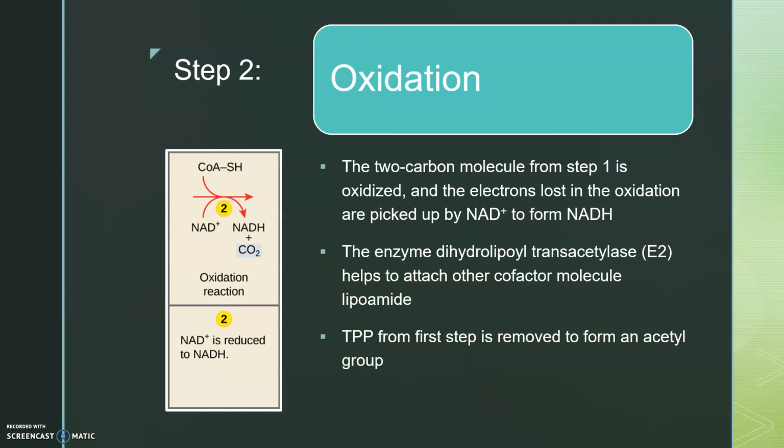In step 2, the oxidation step, the 2-carbon molecule from step 1 is oxidized, and then the electrons lost in the oxidation are picked up by NAD+, which is reduced to form NADH. And the enzyme listed there, E2, is going to help to attach another cofactor molecule, lipoamide, and the TPP from the first step is going to be removed to form an acetyl group.